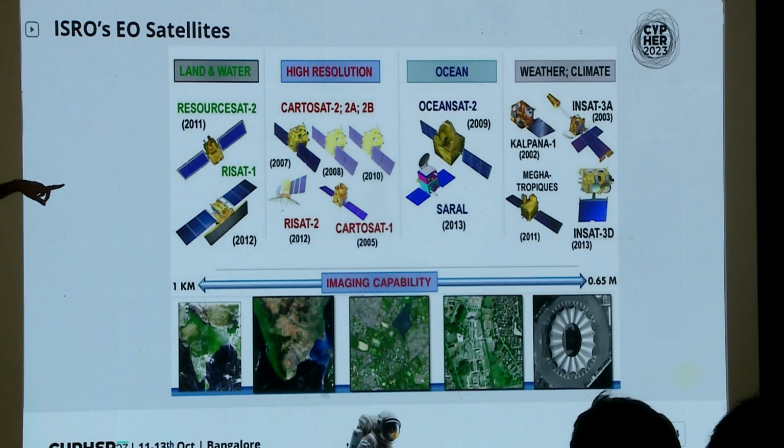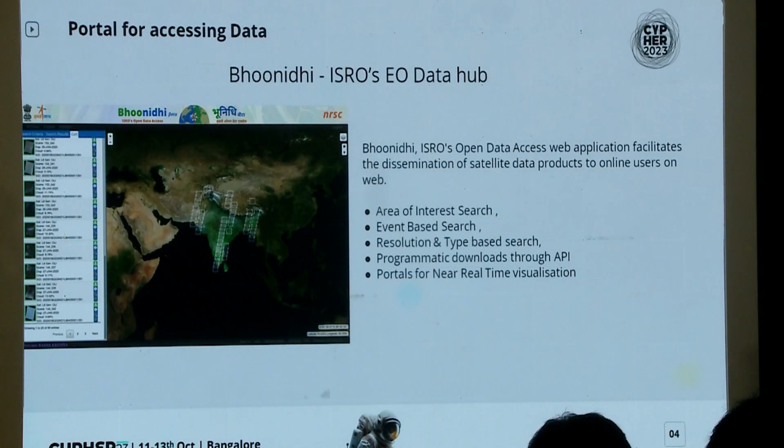And we have Kalpana-1, Megatropics, and INSAT-3D. The 3DR series is also there, which is a slightly older series. And they are geostationary satellites, the INSAT series.